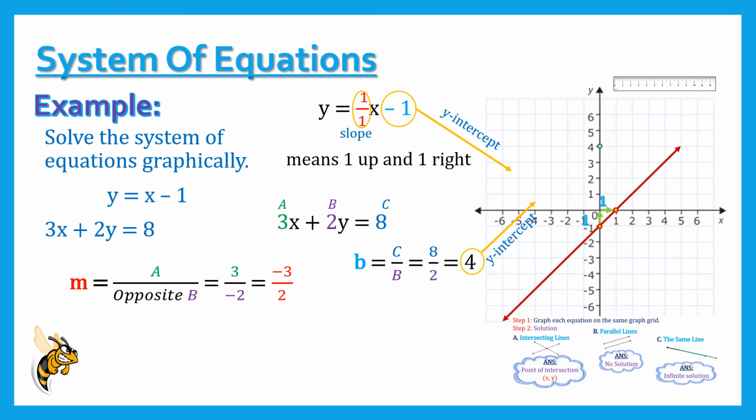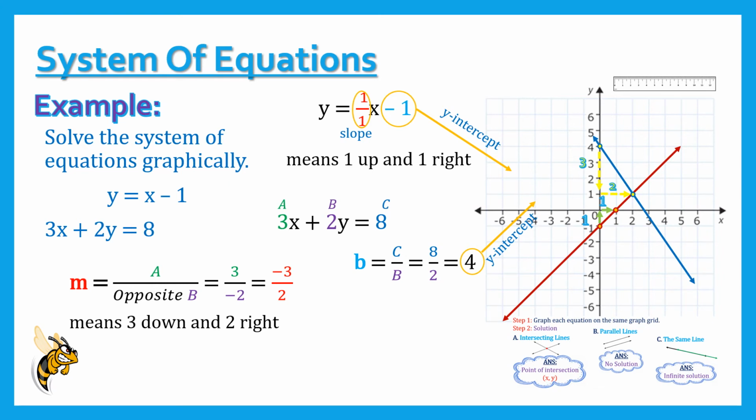Now my movement, what does my slope mean? It's negative 3 over 2, so it actually means down 3 and 2 to the right. And I'm going to do that from my y-intercept. So I'm going to go down 3 units, and I'm going to go 2 to the right. I'm going to put a point, use my straight edge, I'm going to draw my line.